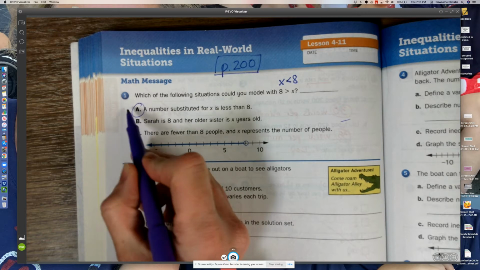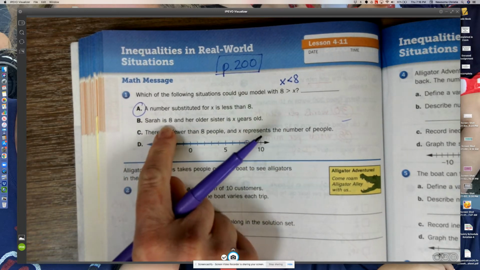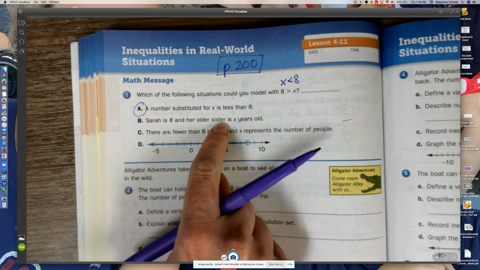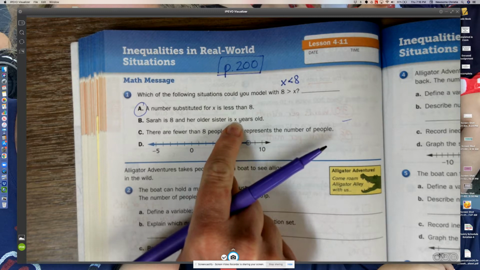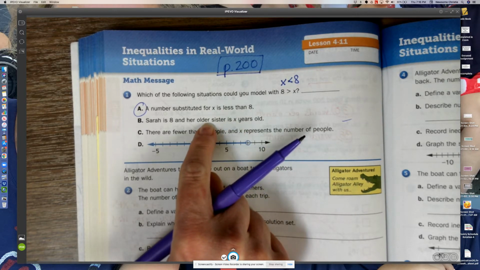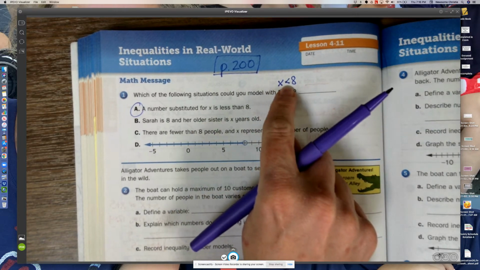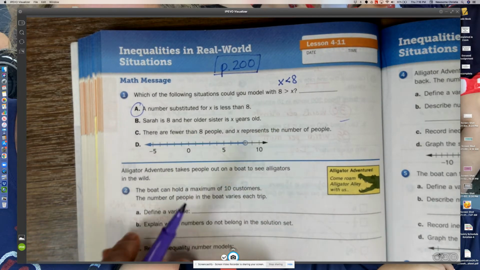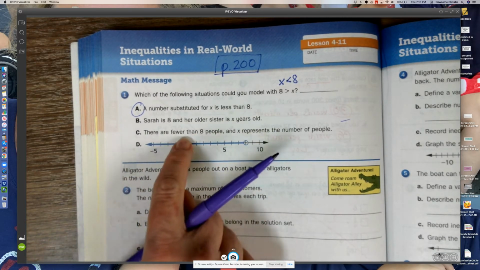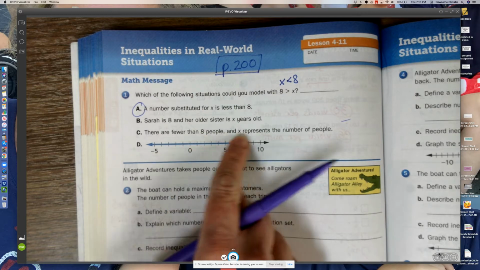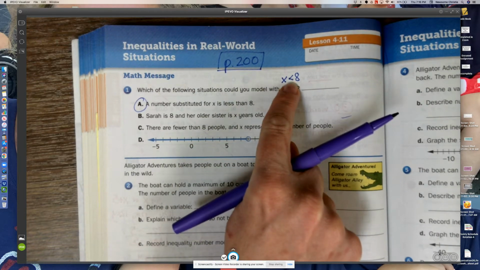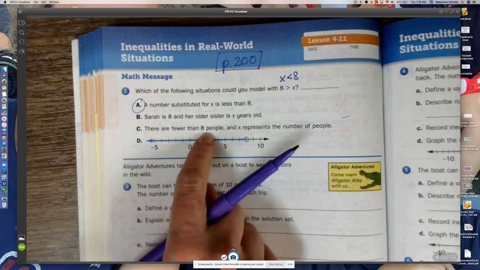So that one works. Let's see, Sarah is 8 and her older sister is x. Nah, it would have to be younger sister, right? Because x is less than 8, not older. Not that one. Let's check C. There are fewer than 8 people, and x represents the number. That makes sense, right? X is less than 8, so there's fewer than 8 people.